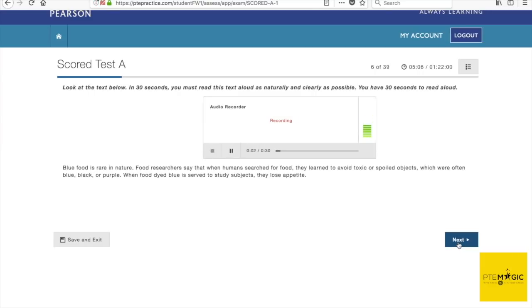Blue food is rare in nature. Food researchers say that when humans search for food, they learn to avoid toxic or spoiled objects, which are often blue, black, or purple. When food dyed blue is served to study a subject, they lose appetite.